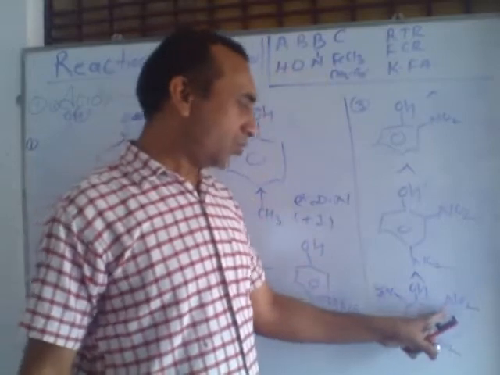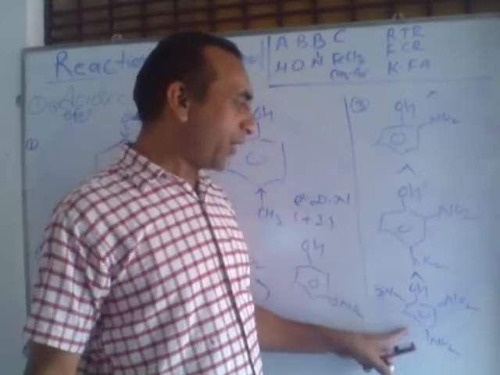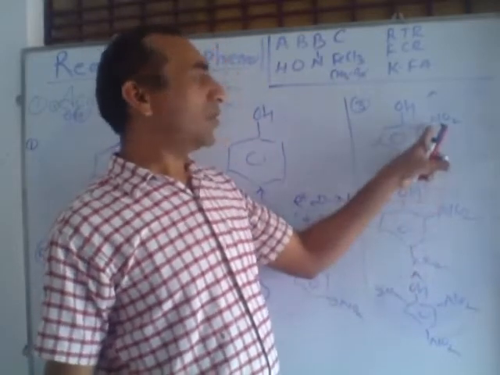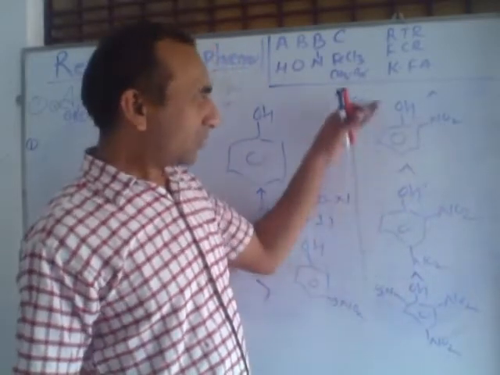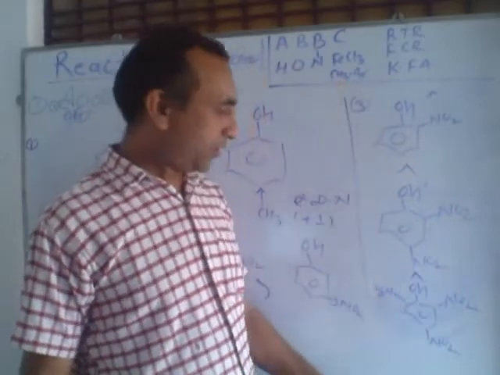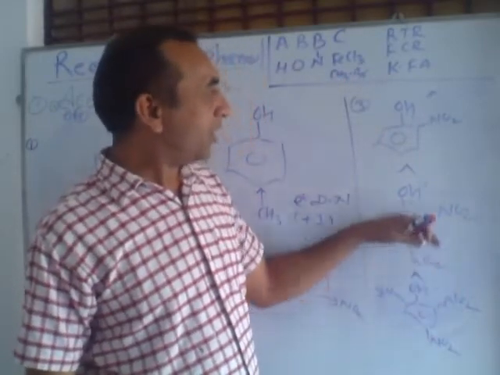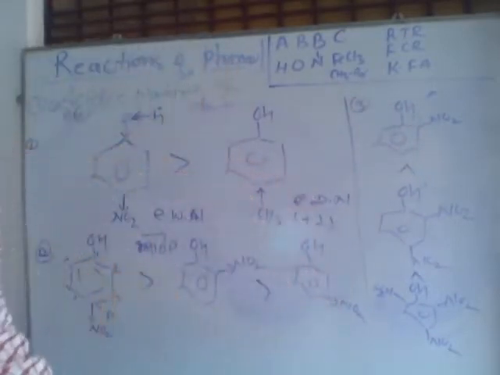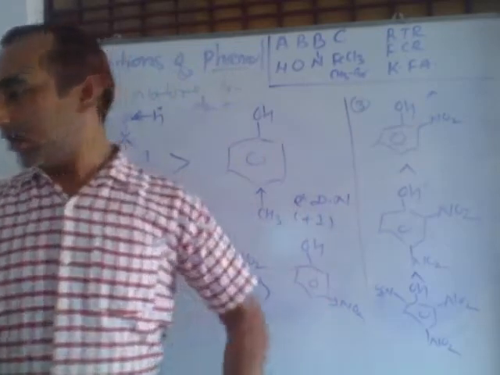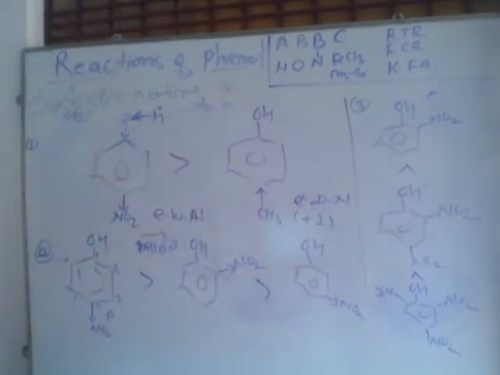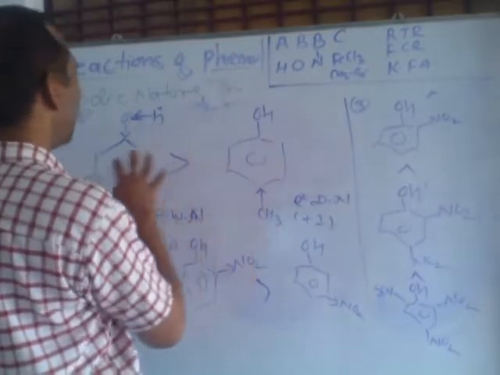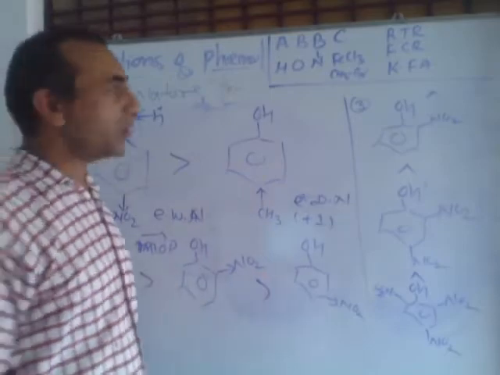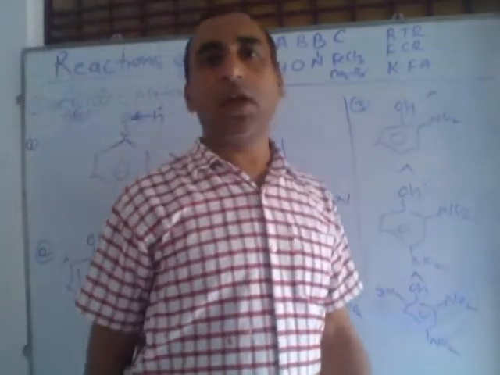So this is 2,4,6 trinitrophenol, also called picric acid. This is ortho para dinitrophenol. This is ortho nitrophenol. So this is the increasing order of their acidic nature: very strong, stronger, and less strong. So the acidic nature of phenol depends on these three factors. First factor is the nature of the group, second is the position, location of the group, and third is the number of electron attracting groups.